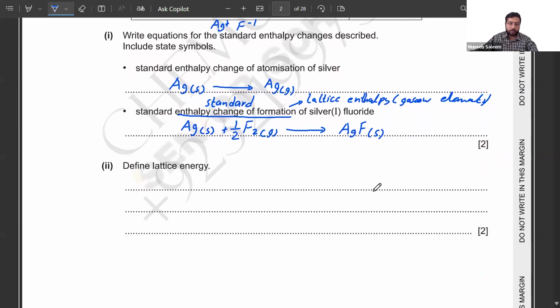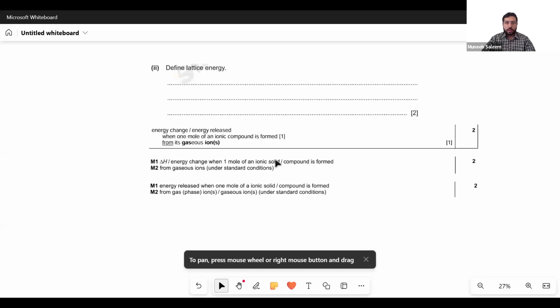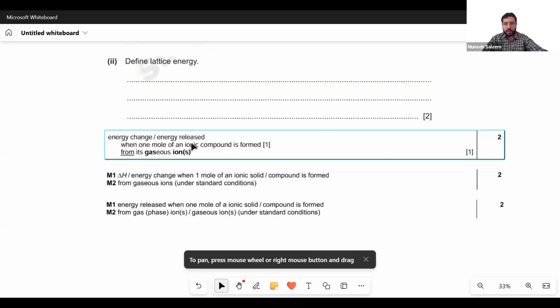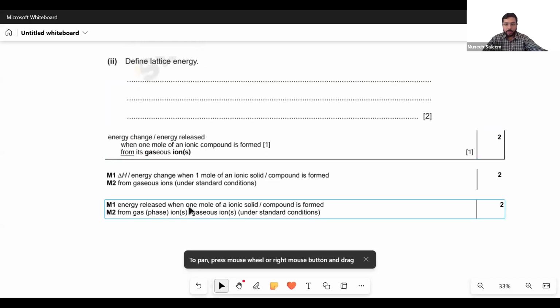Now the next is define lattice enthalpy. Again, this is a repeated question, so I will show you multiple answers for this question. All right, so that's the question, define lattice energy. These are all the definitions, one from this paper, another from this paper, and a third one from this paper. You can write any of these definitions which will be considered a correct answer. Now the next question.